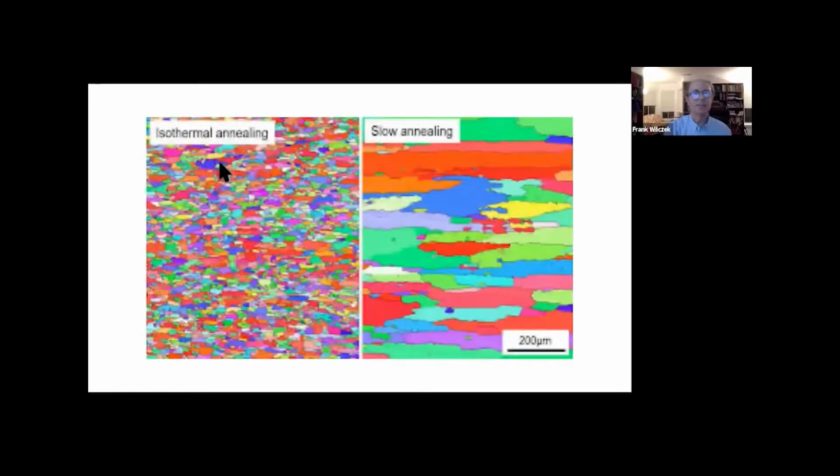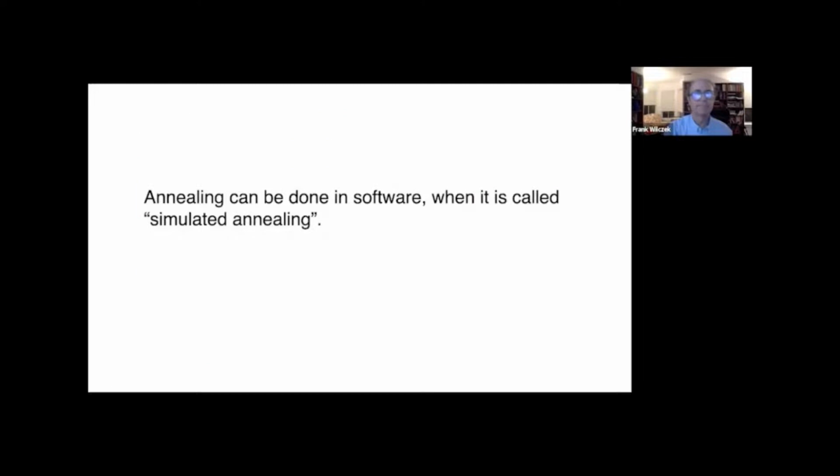And here's the result if you do it nice, slow annealing, so you don't take away energy too fast. You get a much clearer, nicer structure with bigger domains that are coherent than if you do it too fast. So this can be done in software, as I said, and there it's called simulated annealing. And it's turned out to be a very powerful technique for solving optimization problems.